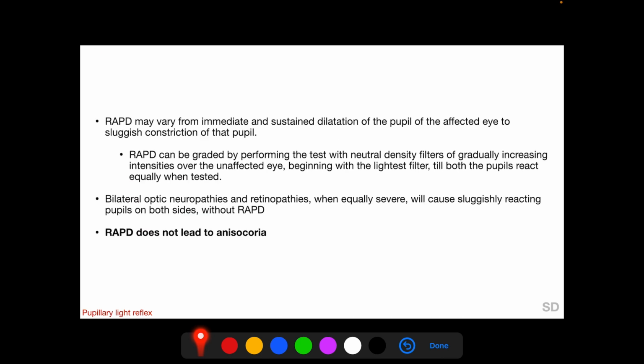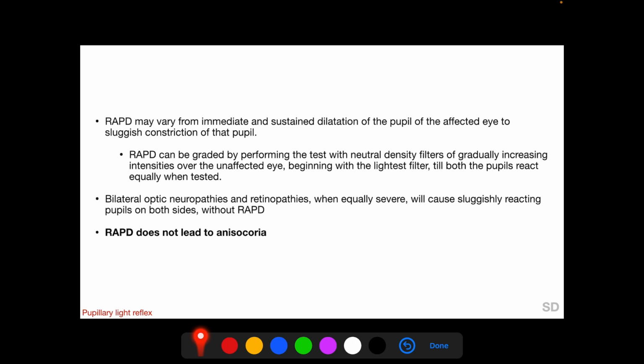RAPD may vary from immediate and sustained dilatation of the pupil of the affected eye to sluggish constriction of that pupil. The RAPD can be graded by performing the test with neutral density filters of gradually increasing intensities, which are placed in front of the unaffected normal eye, beginning with the lightest filter, till both the pupils react equally when tested. Bilateral optic neuropathies and retinopathies, when equally severe on either side, will cause sluggishly reacting pupils on both sides without RAPD.